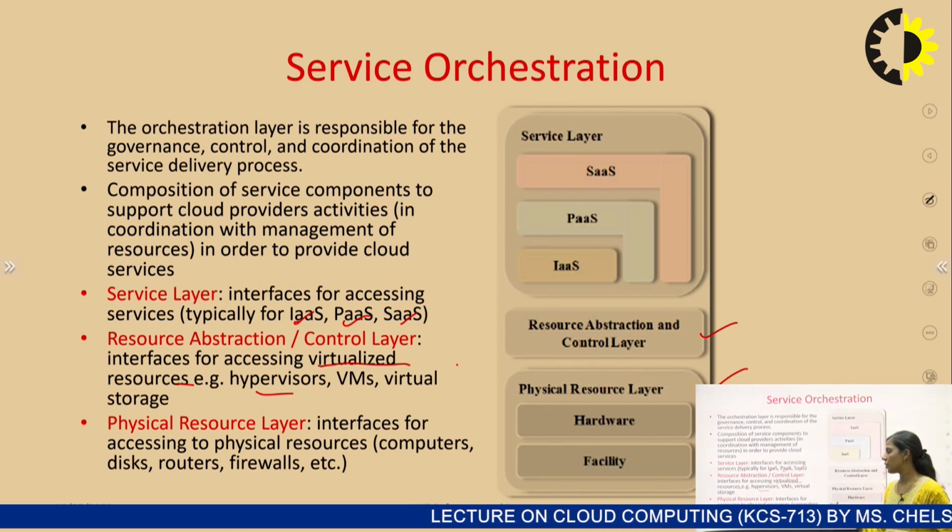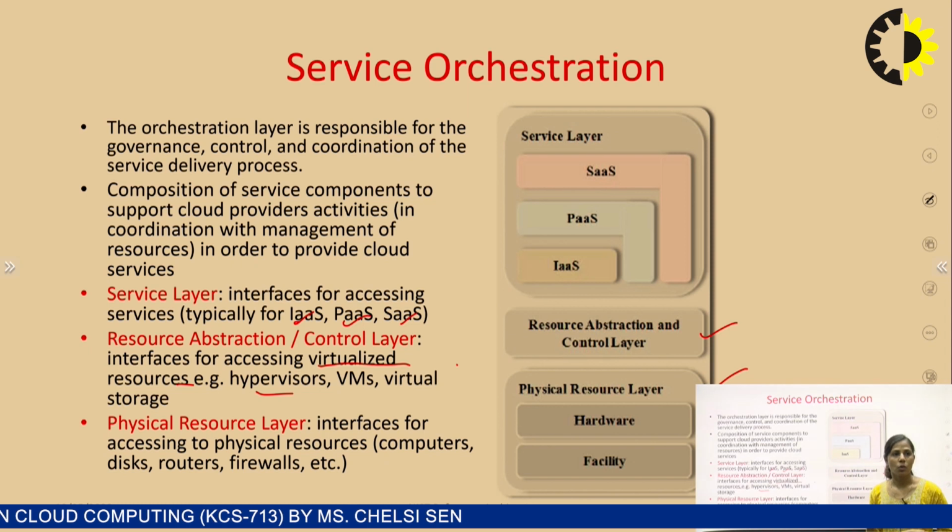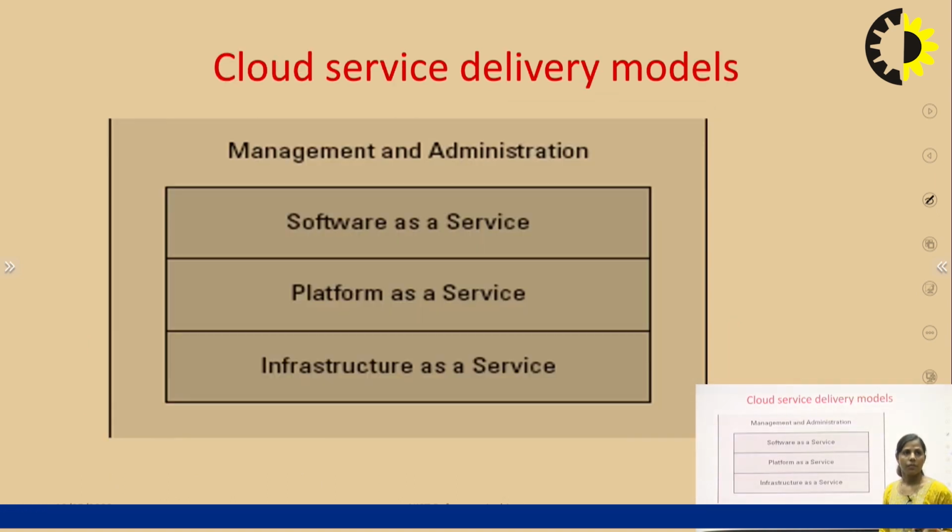So these are the different layers, and it is shown through layered architectures, like the OSI model provides different layers. So this is how the cloud provides these different layered architectures.